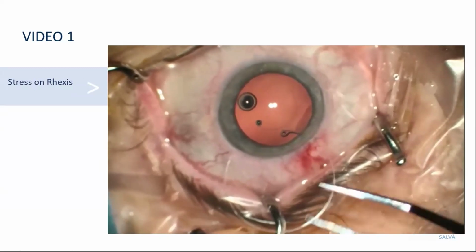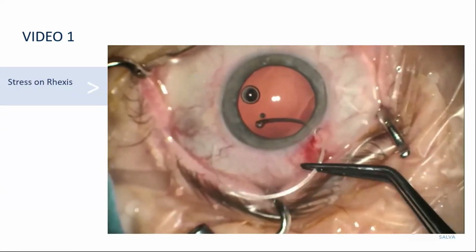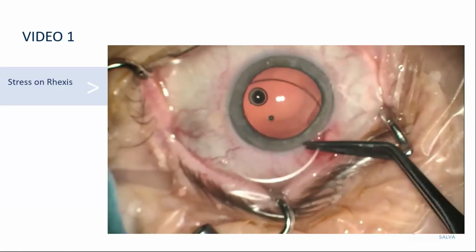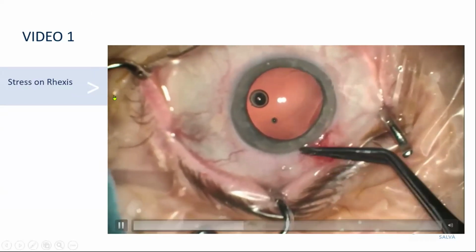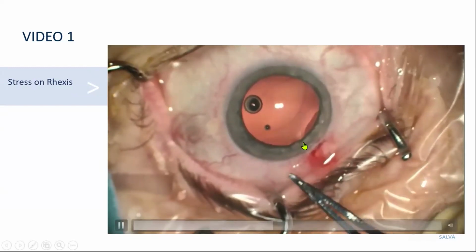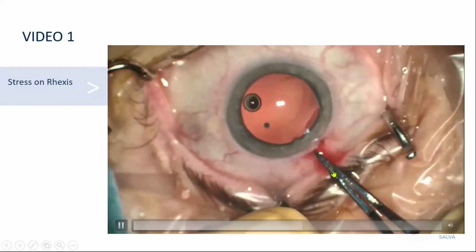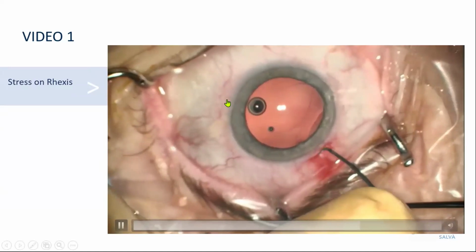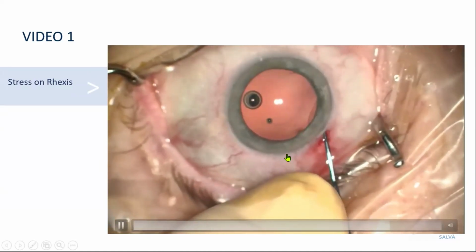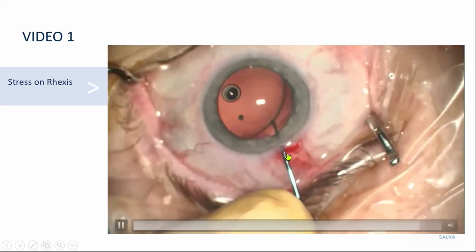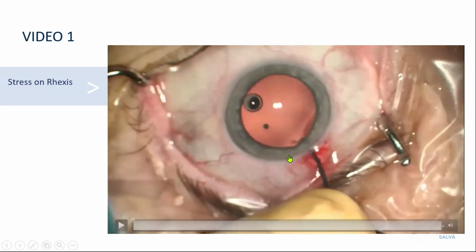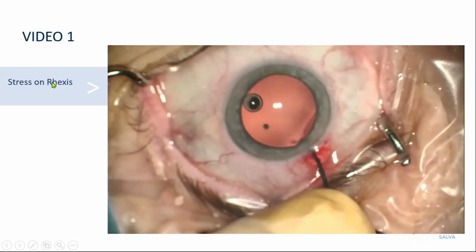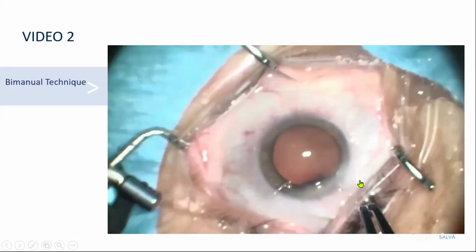This is a case of a square CTR, where I find a lot of stress on the anterior rhexis. My implantation is usually monomanual. You see, I put the ring, I do the stretch in a circular fashion, and then once the ring is in, I bring my chopper. I use a non-aggressive chopper with a round end, so I'm sure I'm not going to break the capsule. And you handle it this way. This is the normal implantation.